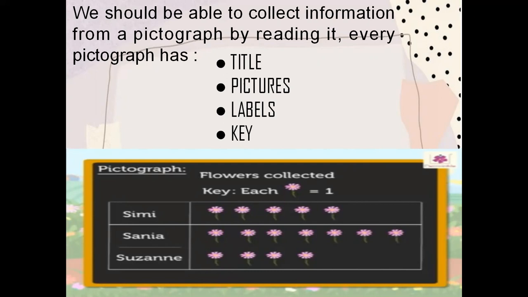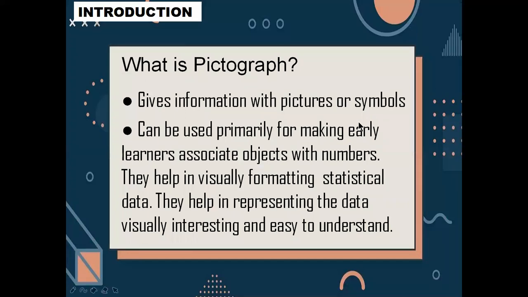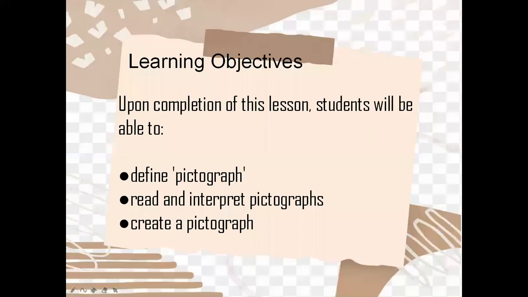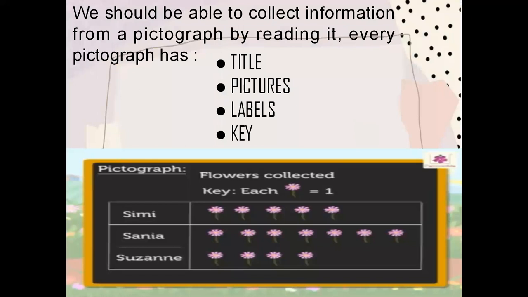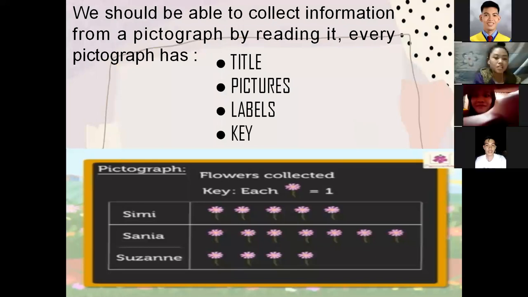So now let's try to read this example. Let's start with Simi. Simi collected 5 flowers. Tanya collected 7 flowers from the farm, while Suzanne collected 4 flowers from the farm. So that's it. Let's hear from the next reporter, Colleen Soko, for the learning objectives in pictograph.